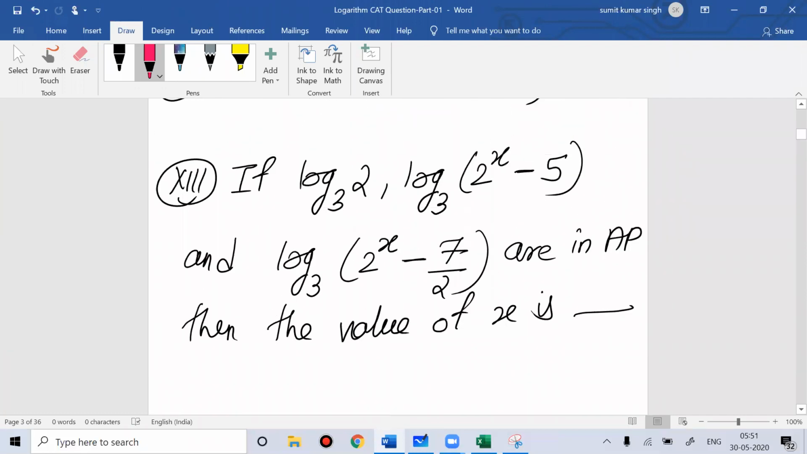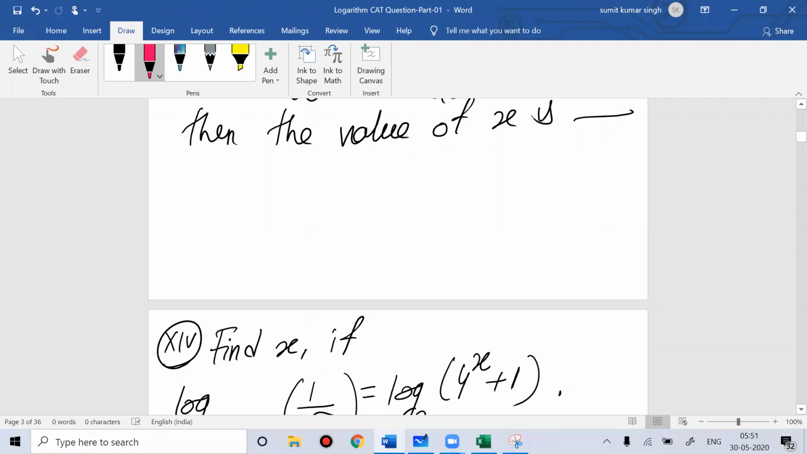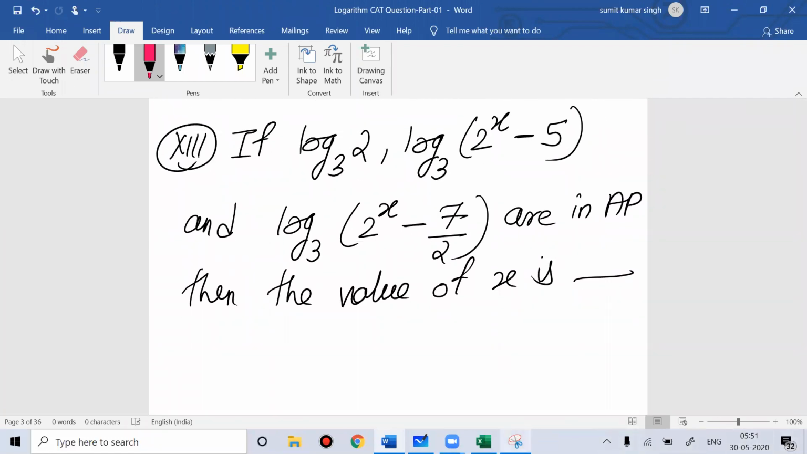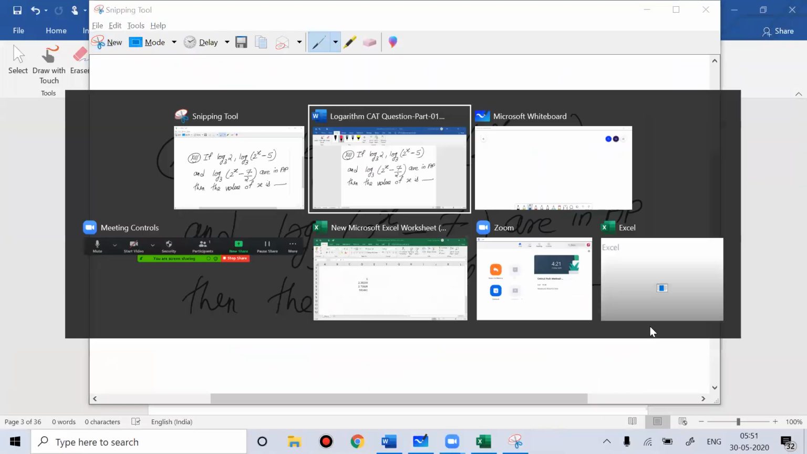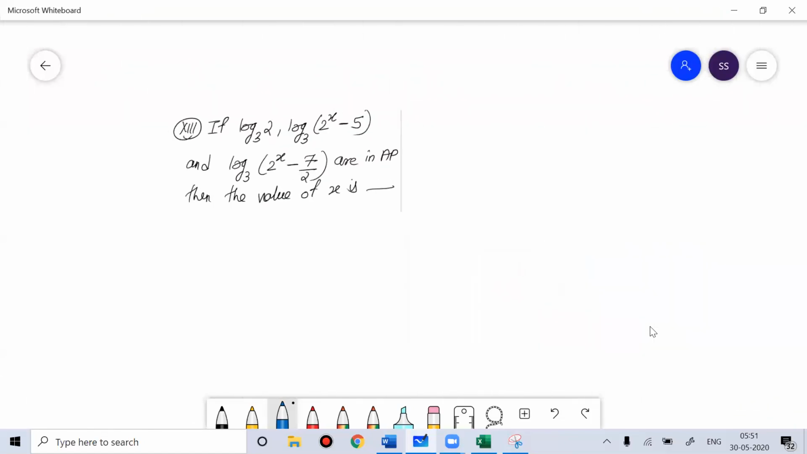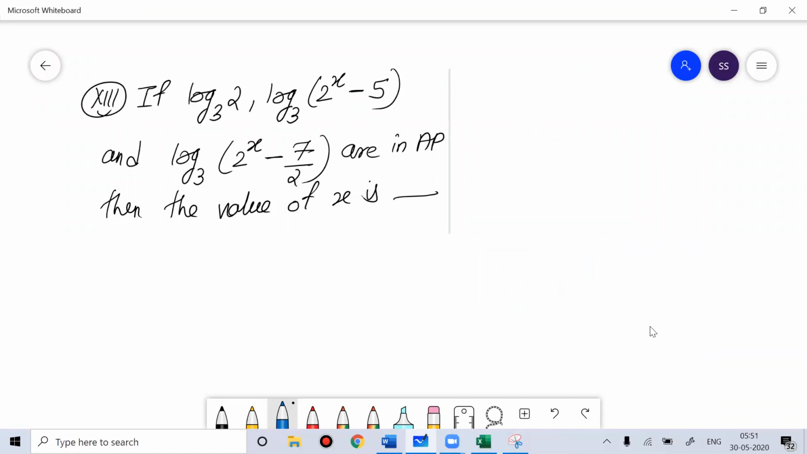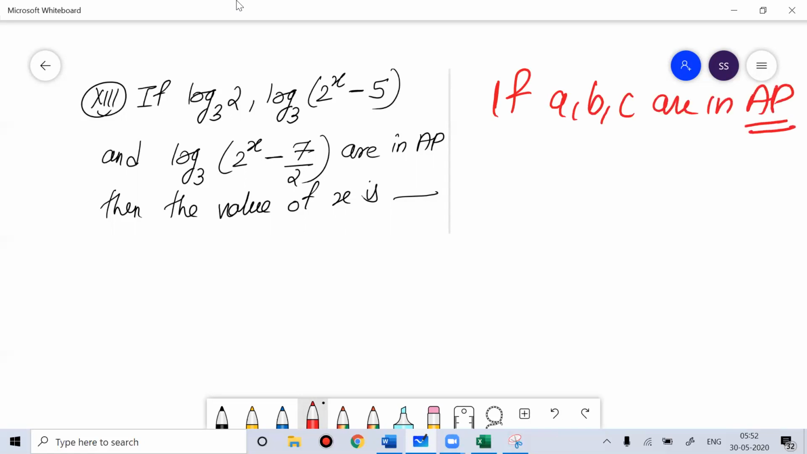Now you can see this question. Think how will you solve this question? So whenever you get the terms in AP, you should know that if A, B, C are in AP, what is AP? Arithmetic progression. Arithmetic progression means the difference is same. So if A, B, C are in AP, you should understand.